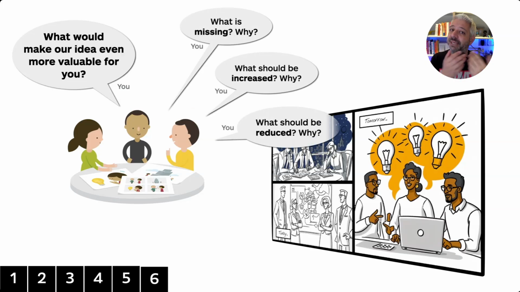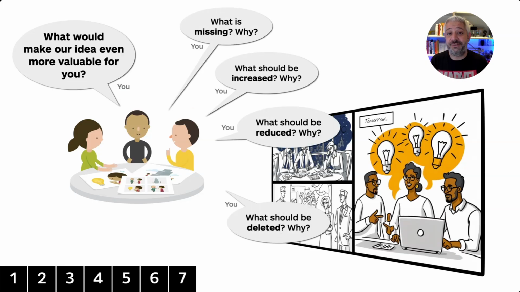What is missing and why? What should be increased and why? What should be reduced and why? And what should be deleted and why? And if you're familiar with Blue Ocean Strategy, the book and the concept, this is where this comes from. So one way to remember it is plus, minus, up and down. In those dimensions, what would you do, if anything, and why? You write it down, you document it.